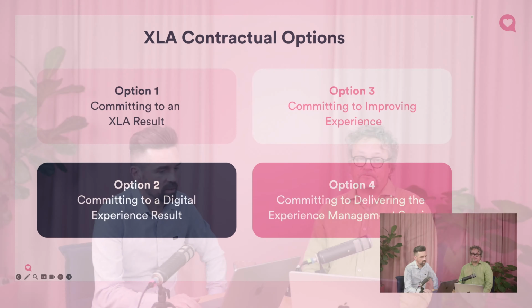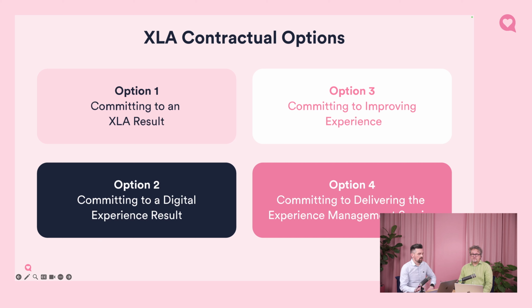Yeah. But there are cases where you are forced to do this, and that's why we are handling that option in the white paper. Okay. Then what about option two, committing to a digital experience result? Yeah, this is something where you now remember the O data and X data. This is about the T data. So the experience score you get from the DEX tools.